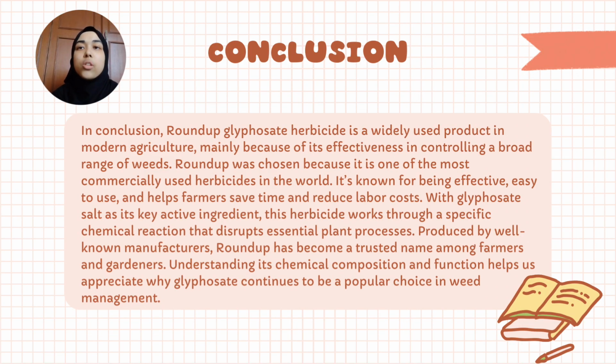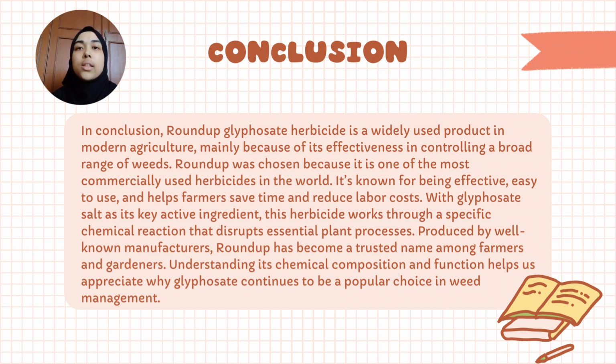In conclusion, Roundup glyphosate herbicide is a widely used product in modern agriculture, mainly because of its effectiveness in controlling a broad range of weeds. Roundup was chosen because it is one of the most commercially used herbicides in the world. It is known for being effective, easy to use, and helps farmers save time and reduce labor costs.